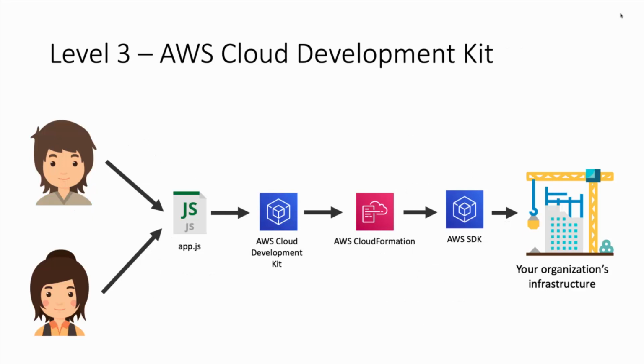So this is where we get into level 3, AWS Cloud Development Kit, the subject of this particular webinar. So with Cloud Development Kit, what developers do is they write a Cloud Development Kit application, which runs inside the AWS Cloud Development Kit software. And the end result is that it generates an AWS CloudFormation infrastructure as code template. And then AWS CloudFormation uses that template to call the SDK on your behalf and create your infrastructure.